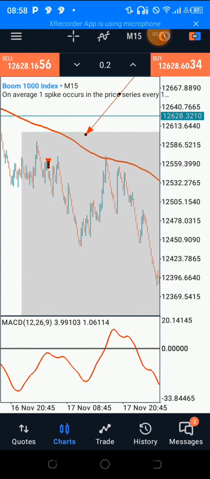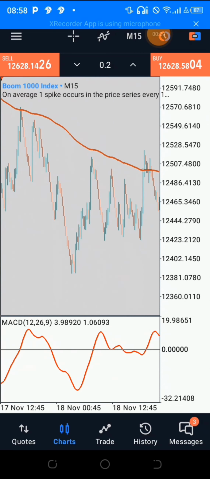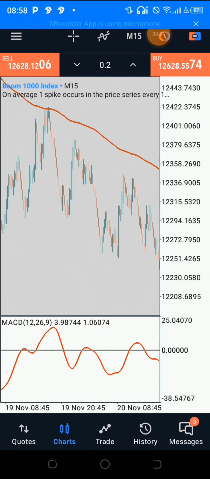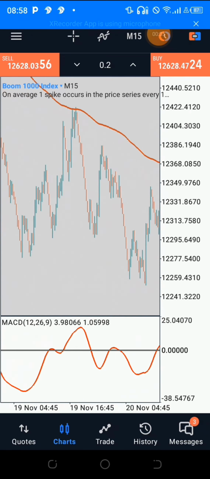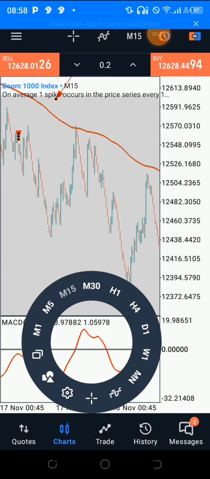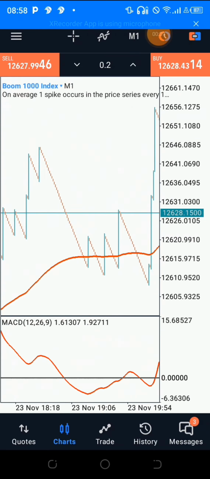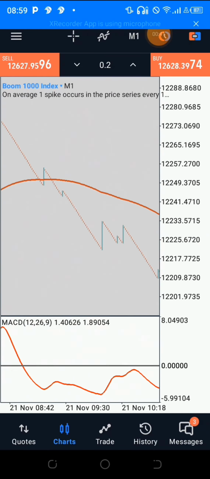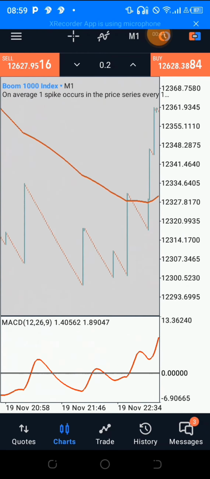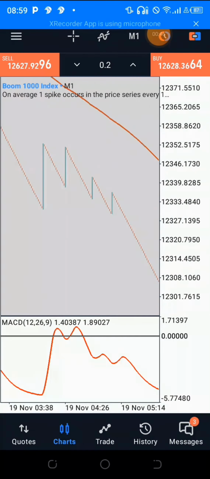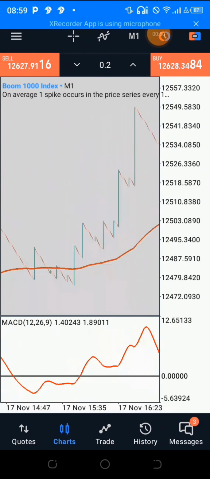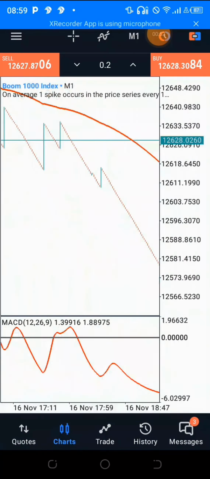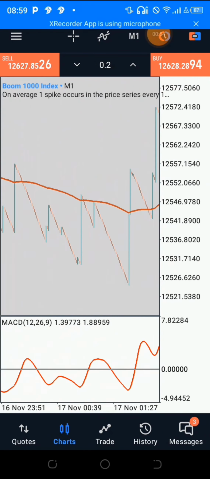The next condition, after checking that the price is below this red line: you can see during this highlighted area, the price was below the red line. After doing that, you drop down to your 1 minute time frame. On your 1 minute time frame, we go back to the area we highlighted, and then we look for selling opportunities, so that we can enter our sell in this 1 minute time frame.